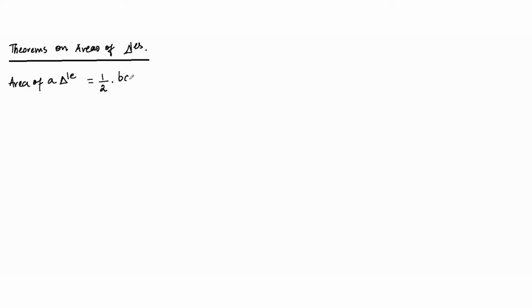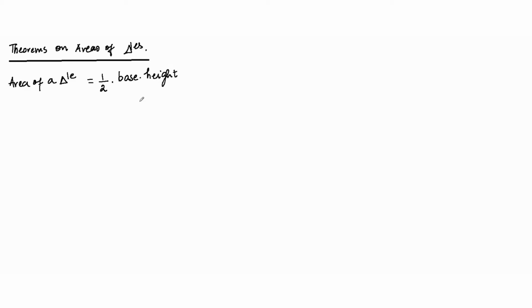So in this particular segment, we are going to talk about some theorems on areas of triangles. So let us consider that there are two triangles, or rather let us first reconsider the formula for area. So area of a triangle is given by half multiplied by the base multiplied by the height, right?